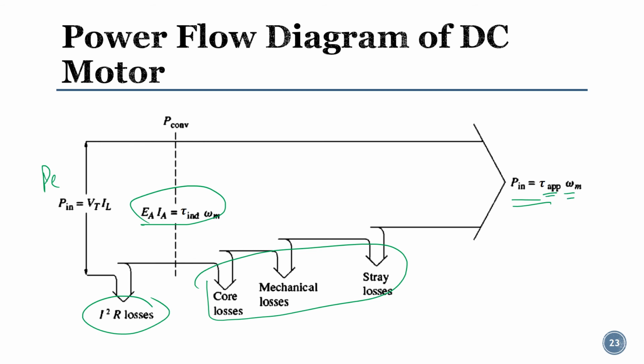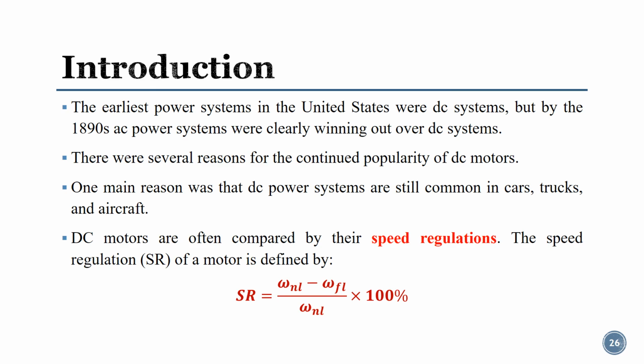So the power flow diagrams of the DC machines are similar to those of the AC machines. The only difference is that in the electrical losses we get another loss, which is the brush drop losses. Sometimes we ignore the brush drop losses and have only the armature losses and the field losses. So these are just the basics about the power flow diagram.